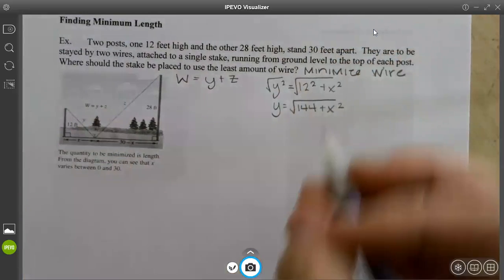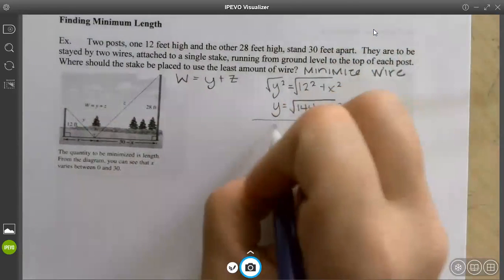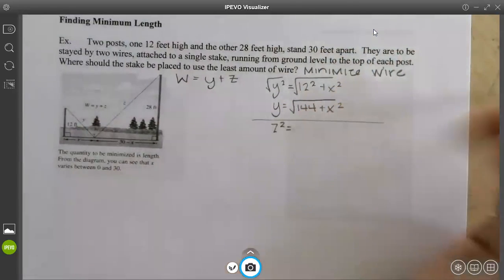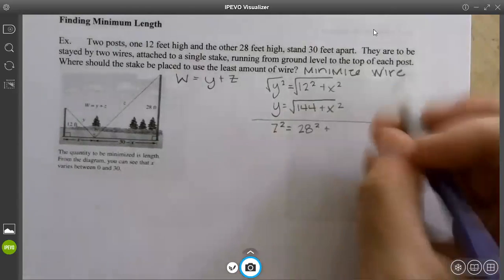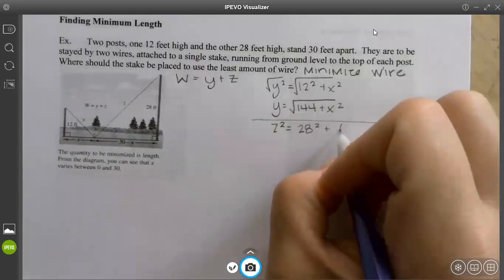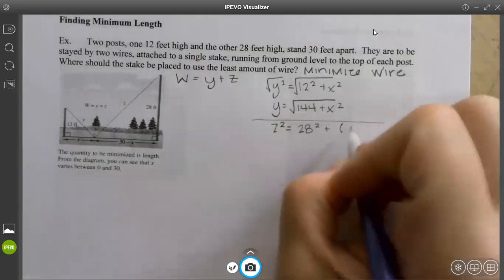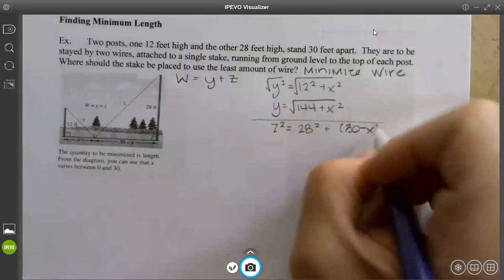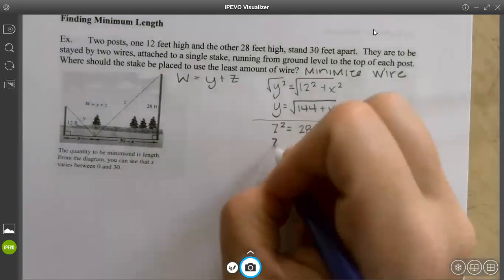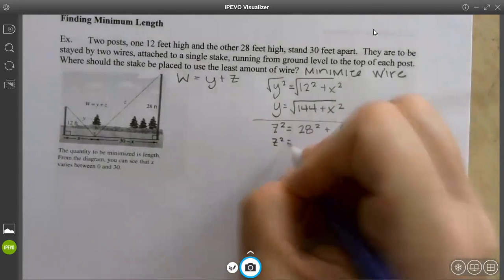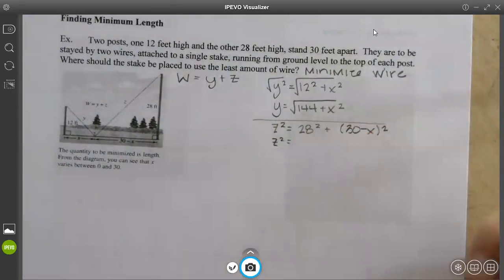How do I find Z? So Z squared is going to equal what? 28 squared plus, not 30, but 30 minus X squared. I'm going to clean that side up before I take the square root. What is 28 squared?